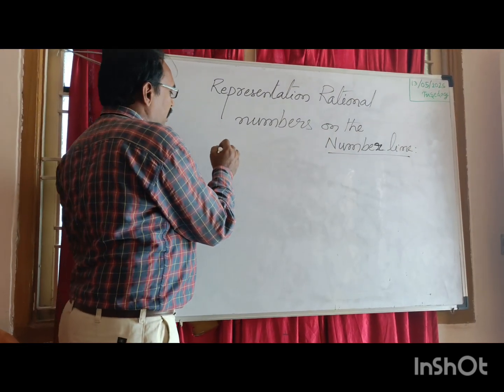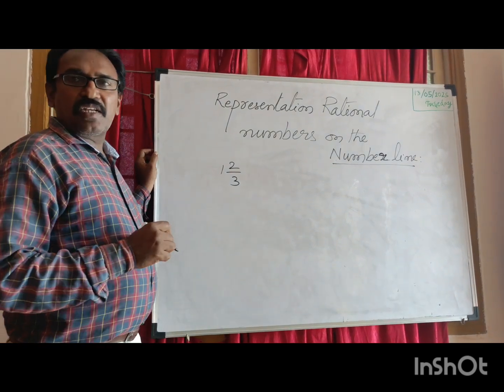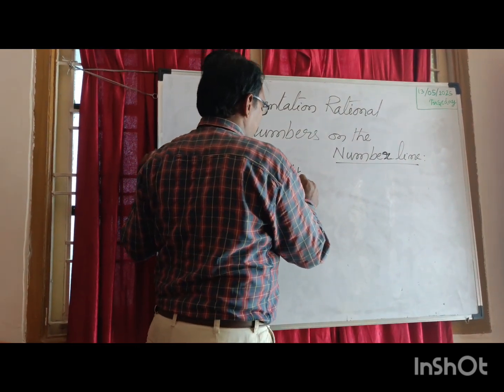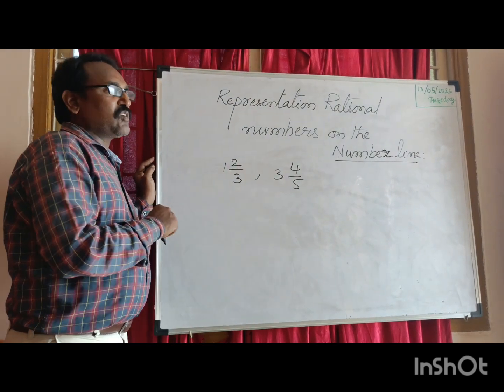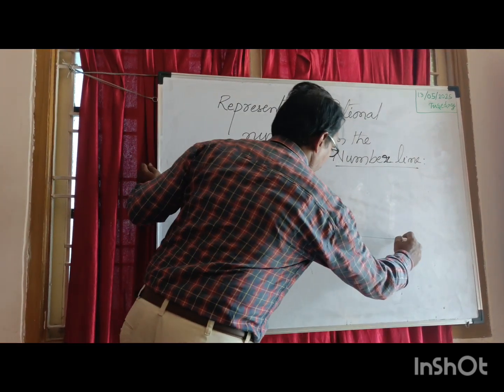Suppose it is given as 1 2/3. 1 2/3 is a rational number. 3 4/5 is a rational number. These two rational numbers should be represented on the number line. So now take a number line.